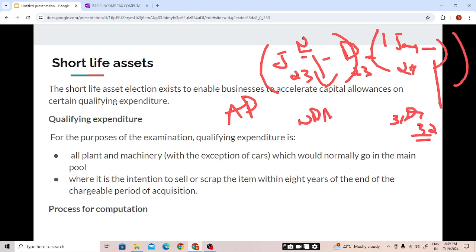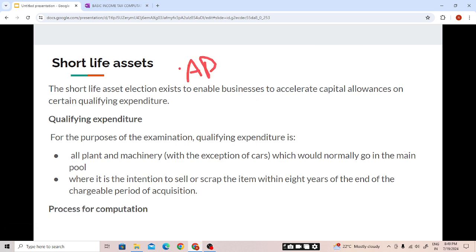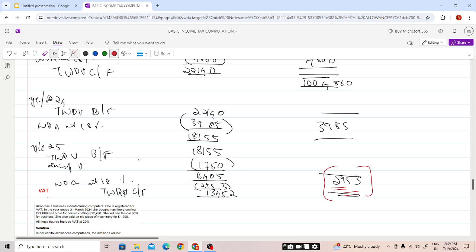But it must be within this 8-year period, starting from the end of the period of account in which the asset was purchased. I hope this is clear. Always it is accounting period, not the tax years.